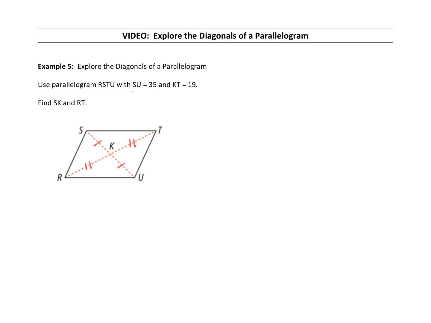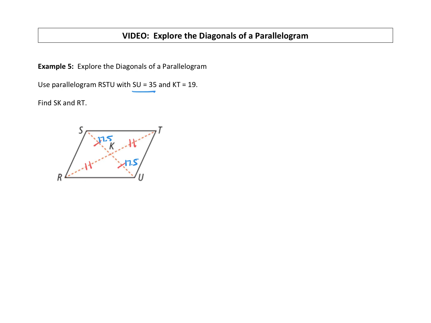They told us that SU is equal to 35. SU is this entire segment. So to figure out what each part of it is, it's going to be cut in half because it was bisected. So if we take 35, divide it by 2, we get 17.5. So I'm going to label 17.5 for each half. So SK is 17.5 and UK is 17.5.